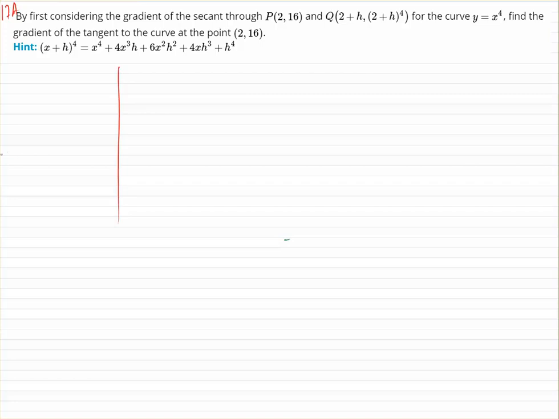I'm going to draw a graph. Okay, we've got y equals x to the power 4, which is basically a quadratic shape, but it's flat as a pancake down the turning point. Okay, so we've got a point (2, 16). It's somewhere over here. It's an actual physical point, and then we've got some points that it says (2 plus h) to the power 4.